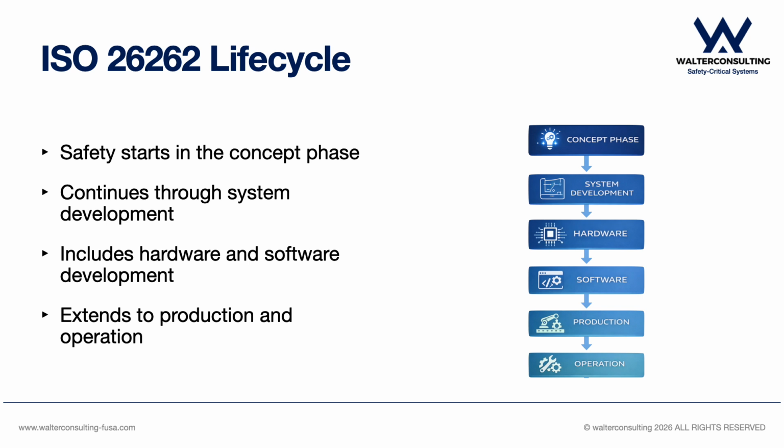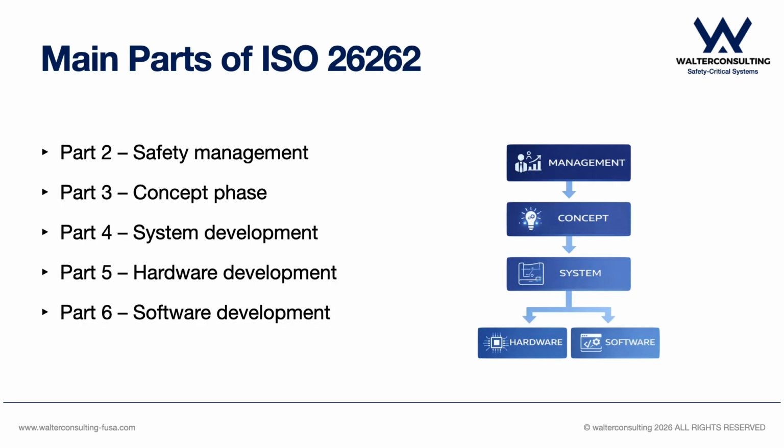But before engineers can define safety requirements, they first need to understand something fundamental. What could actually go wrong? ISO 26262 is a fairly large standard, and it is divided into multiple parts. For a first overview, a few of these parts are especially important. Part 2 focuses on functional safety management. This includes planning, responsibilities, and safety culture.